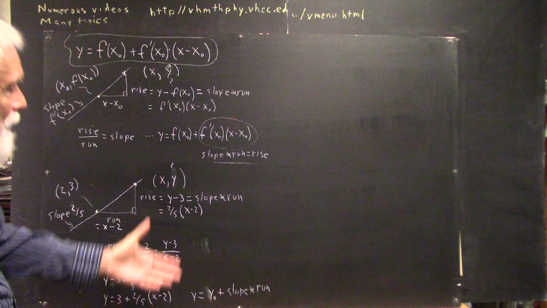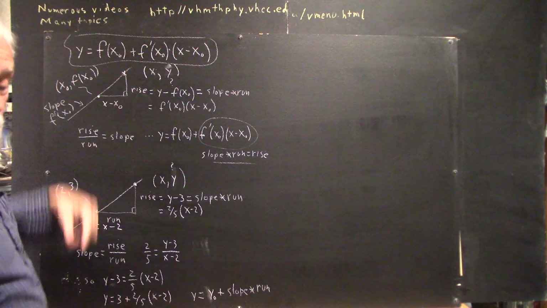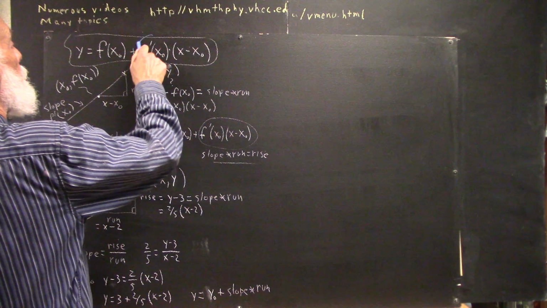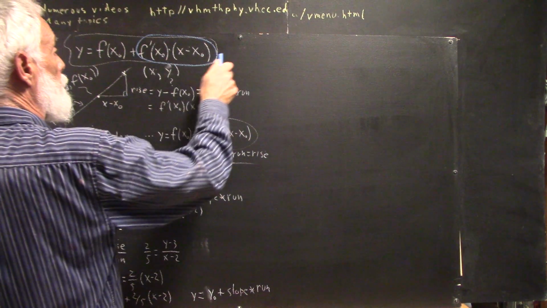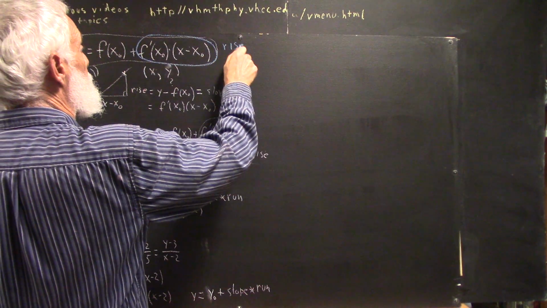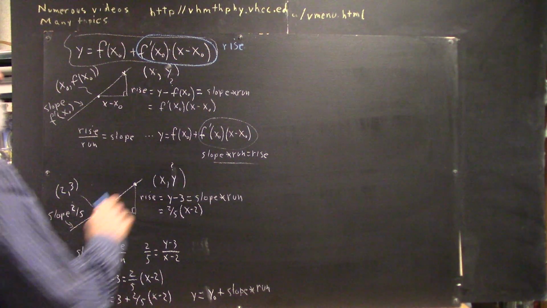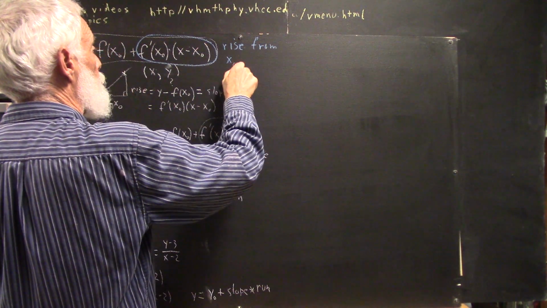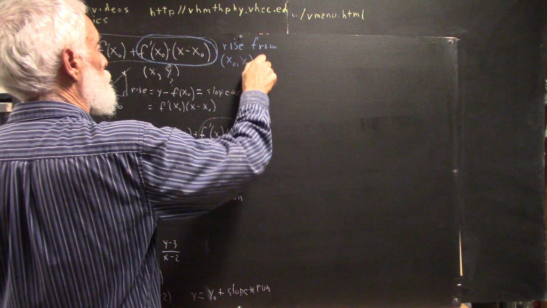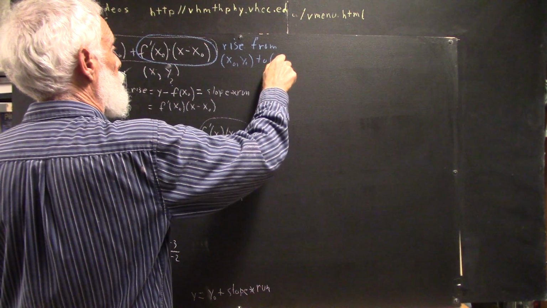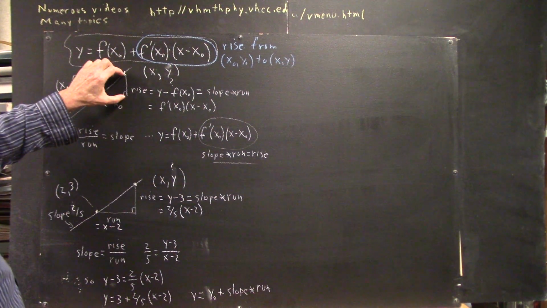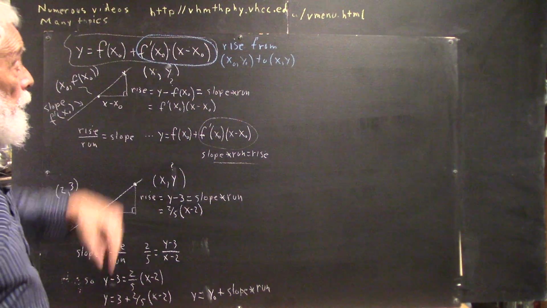So the key point I'm trying to make is that this expression here is the rise from x naught, y naught to the point x, y. Whatever the point x, y is, you can get this rise just by calculating this quantity.